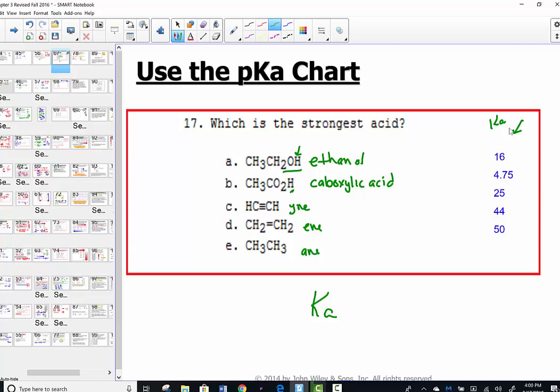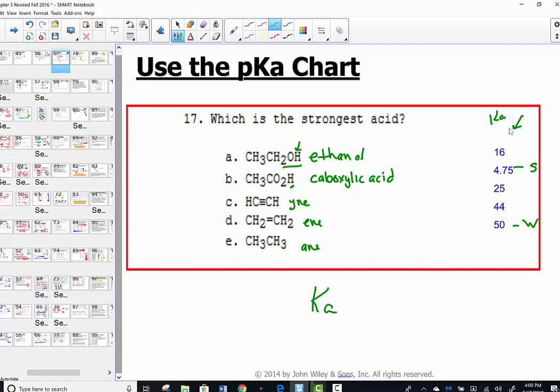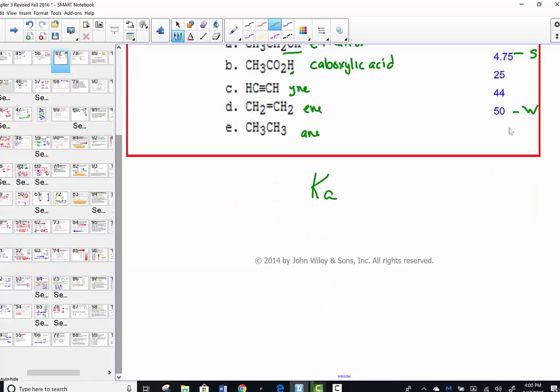Which one is the strongest acid? Well, of course, the strongest acid has the smallest number. The weakest acid has the largest number. So we can say this is the strongest and this is the weakest. And let's talk about why. I want you to just think about structure as we talk about this.